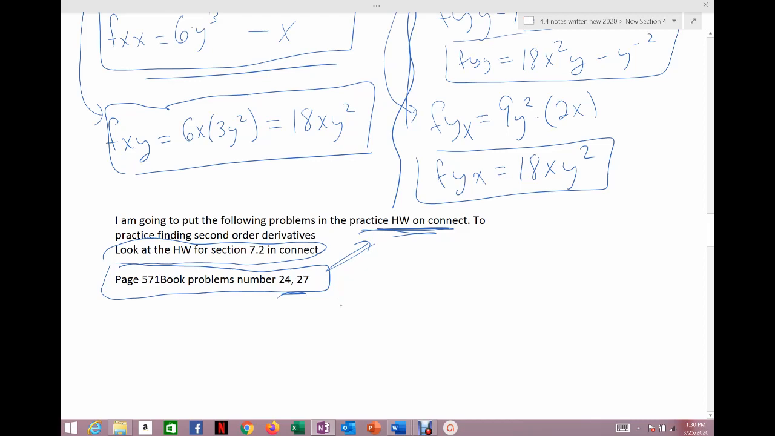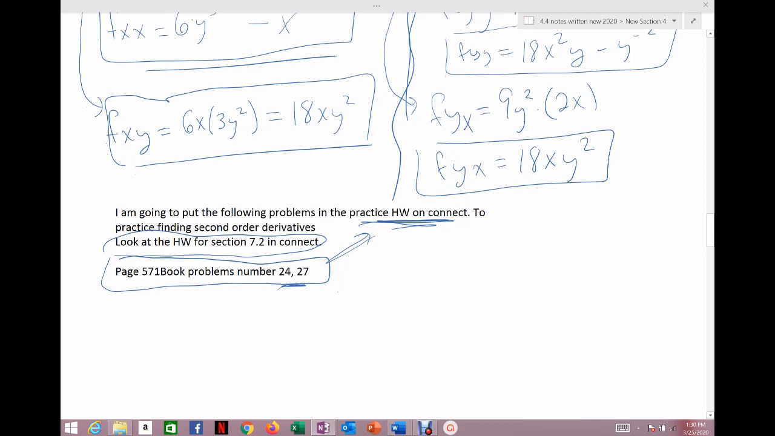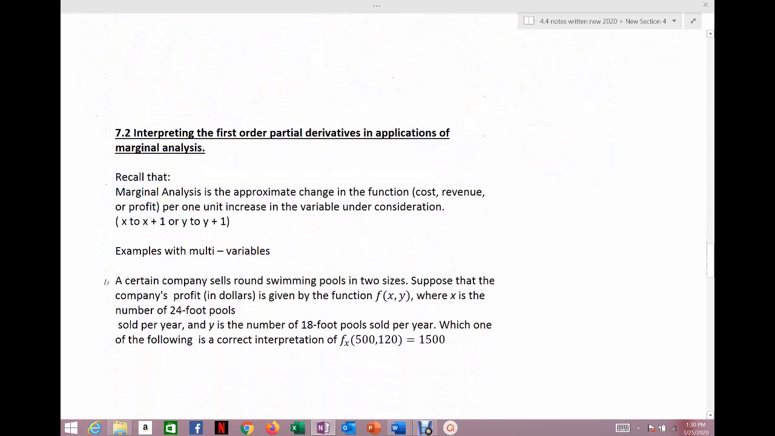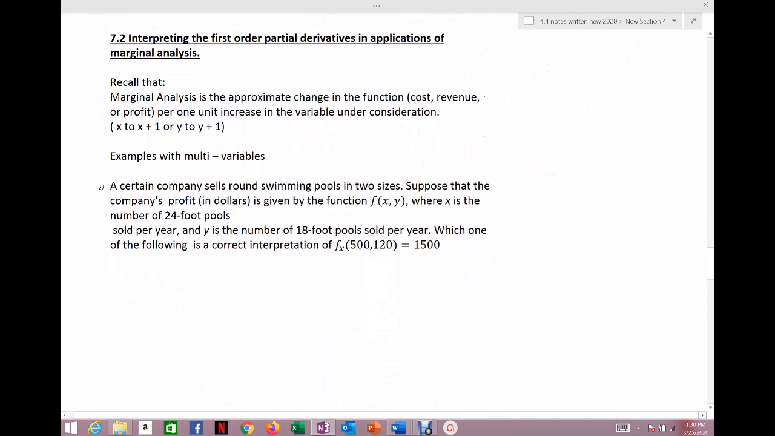So that's where we're going to wrap up today's notes. We're going to get into, after this, some marginal analysis. That's the last thing from this section, is looking at your first order derivatives, interpreting them in terms of marginal analysis. So that's the next set of notes. I'm going to stop there.